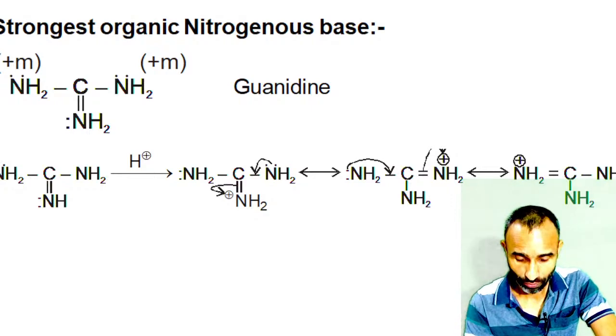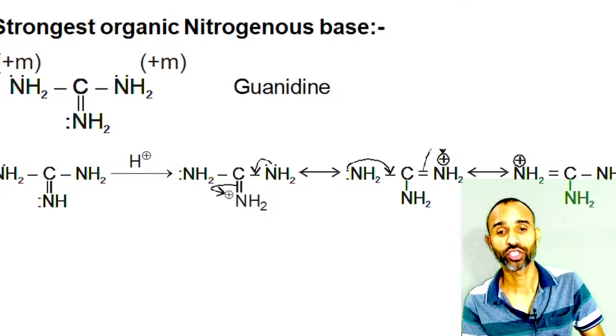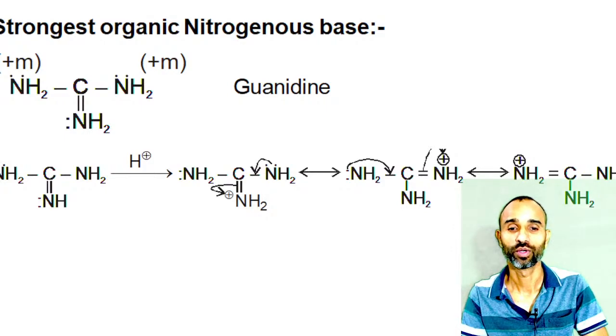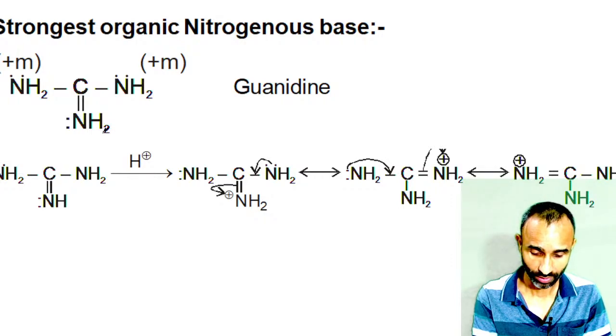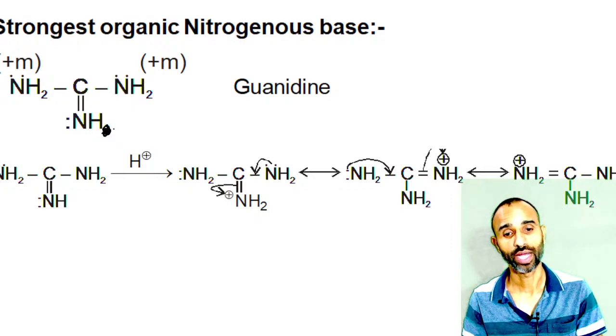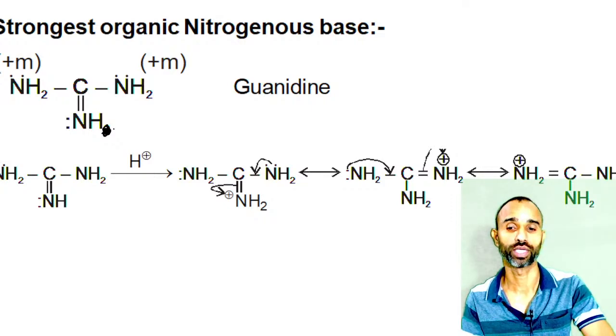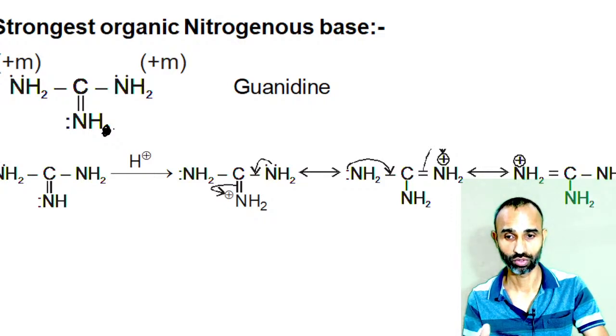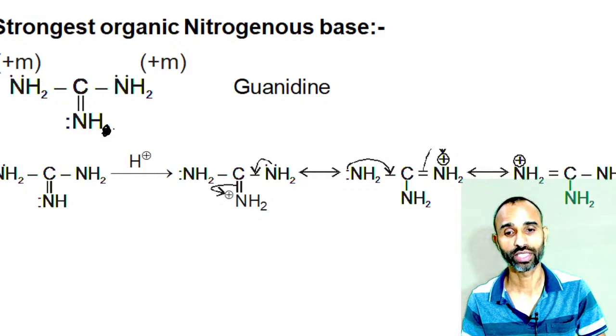And if it is like this, see NH2, NH2, double bond, NH, sorry, then it is most basic because at least one nitrogen has a lone pair, even two in all the cases.